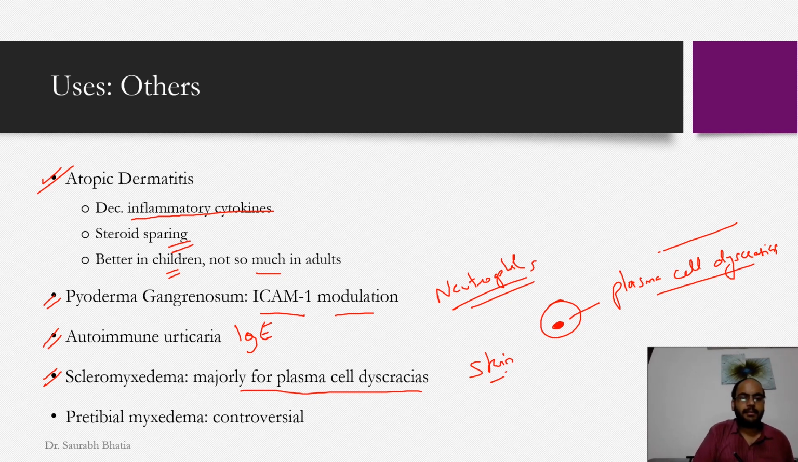In pretibial myxedema, it's controversial and contradictory. Some articles say it works, some say it doesn't work. I've just mentioned it as another skin area where IVIg is used.